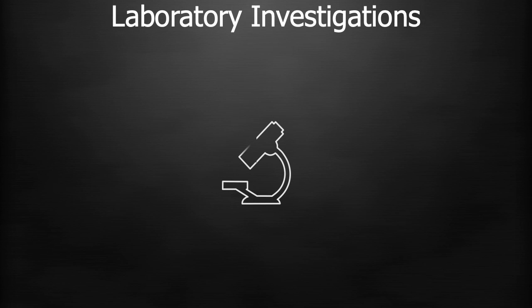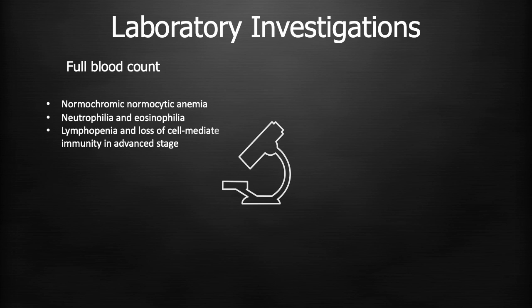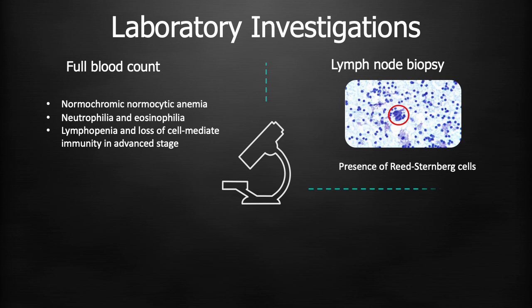So how do we diagnose Hodgkin lymphoma? Laboratory investigations will reveal normochromic normocytic anemia and some patients having neutrophilia in the complete blood count. Eosinophilia is also frequent. Advanced disease is associated with lymphopenia and loss of cell-mediated immunity. Diagnosis is made by histological examination of an excised lymph node or fine needle aspirate with the presence of Reed-Sternberg cell or the variants of it.